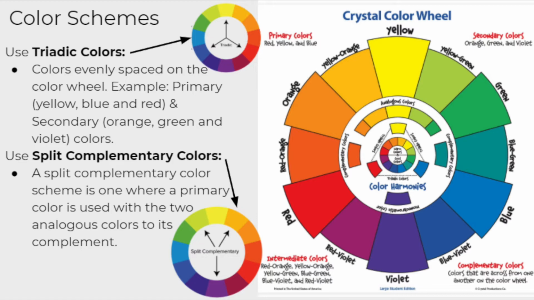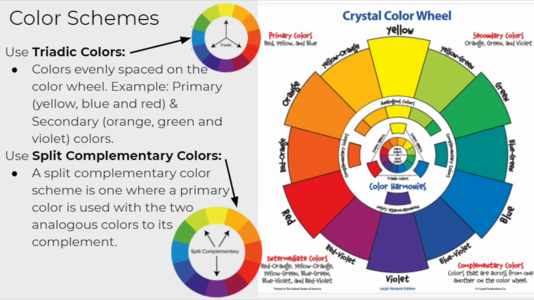And then the last one I want to teach you is a split complementary color scheme, which is one of my favorites. A split complementary color scheme is one where a primary color is used with 2 analogous colors to its complement. So if you take a look at the example, you'll notice they have selected violet. The complementary color of violet is yellow, and I split and go to either side of yellow. I am left with yellow-green and yellow-orange. That would be the split complementary color of purple, yellow, green, yellow, orange, and violet.